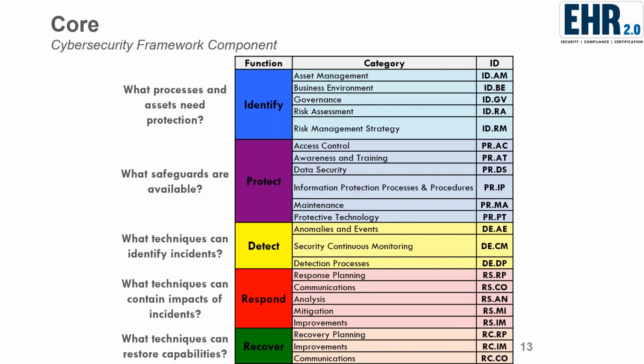Also, if you could just take a minute to review the different categories that are listed in here. For example, in the identify section, you have these 5 different areas: asset management, business environment, and so on. I'm not going to read through each one of those category items, but I will give you about 15 seconds or so to go over the rest of the categories.